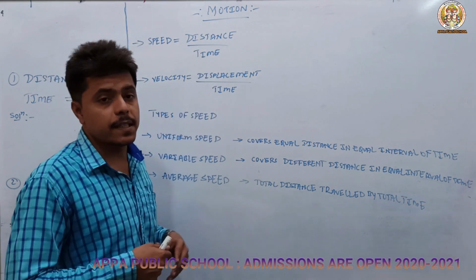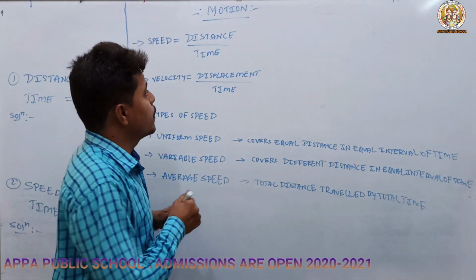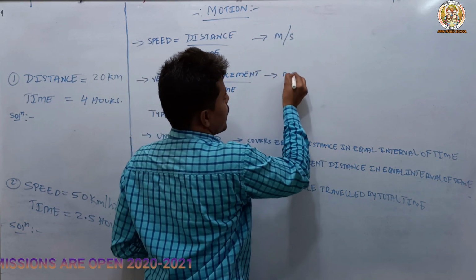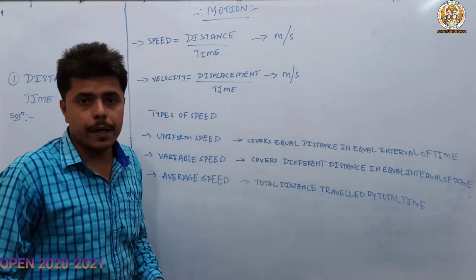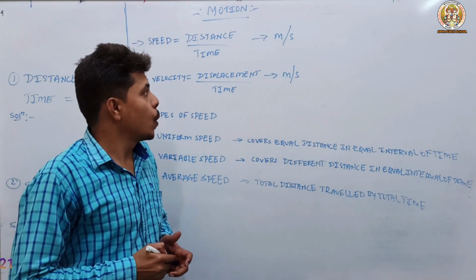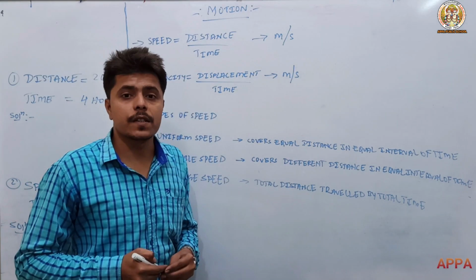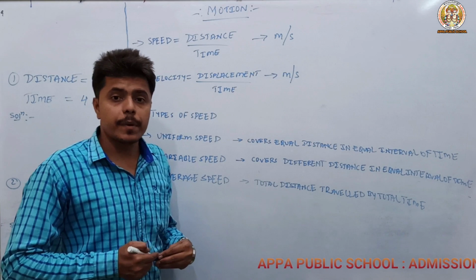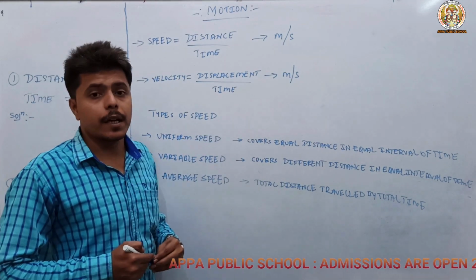Speed means distance traveled by time taken, and the SI unit is meter per second. The SI unit for velocity is also meter per second. Speed is nothing but distance traveled by time taken, with SI unit meter per second. Velocity means displacement by time taken, and the SI unit is meter per second.